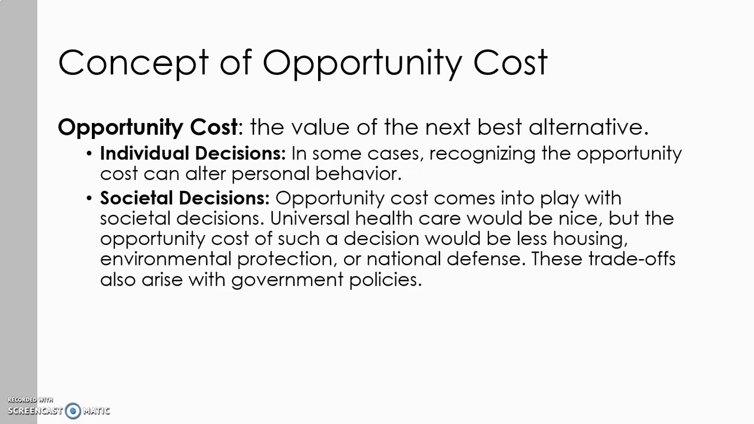For societal decisions, we have to look at the choices that we make and how they affect all of society. The example here on the slide, universal health care would be nice, but the opportunity cost means that we'd have to give something up. We might have to give up housing or national defense or environmental protection. There are trade-offs for everything because resources are limited, even though wants are not.